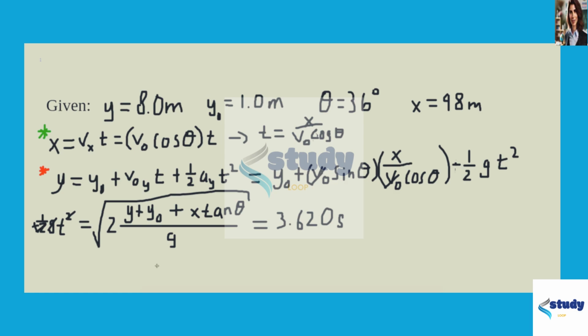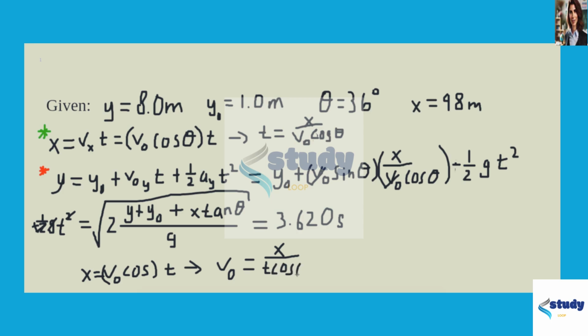So we can go back to the first equation, which I denoted as the green star, which says that x is equal to v of x times the time. So x is equal to v naught cosine theta times the time, and v naught is what we're trying to find. So now let's solve this equation for v naught. v naught is equal to x divided by the time times cosine theta.